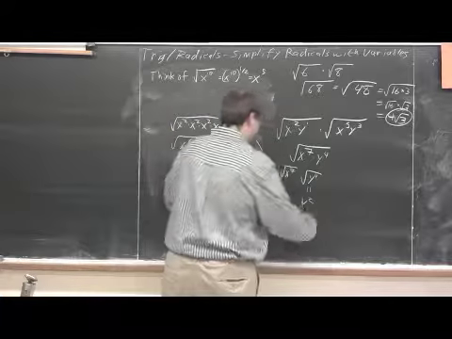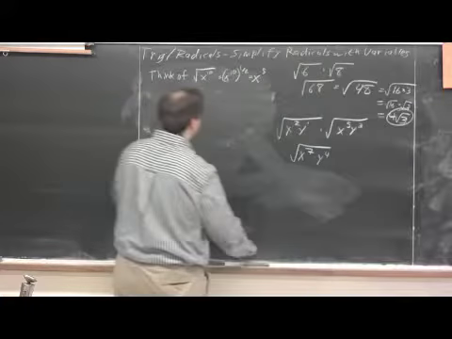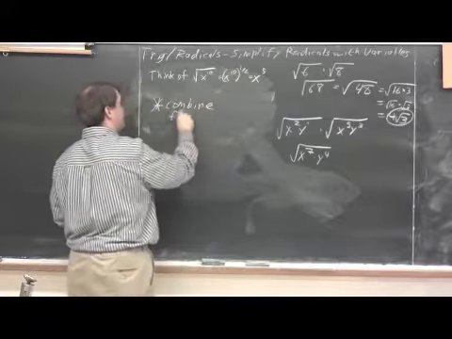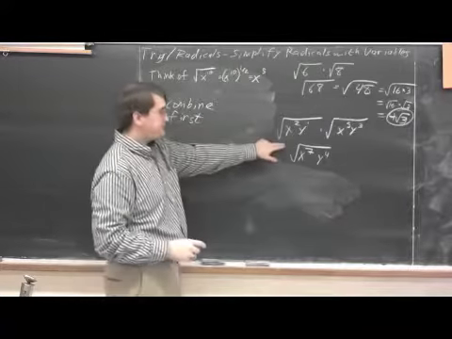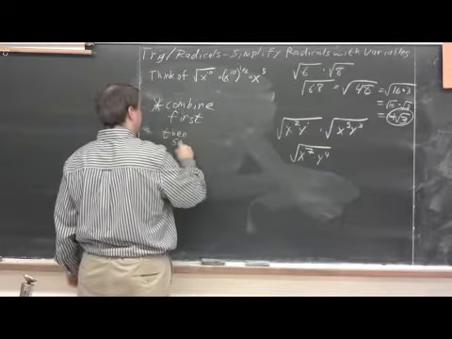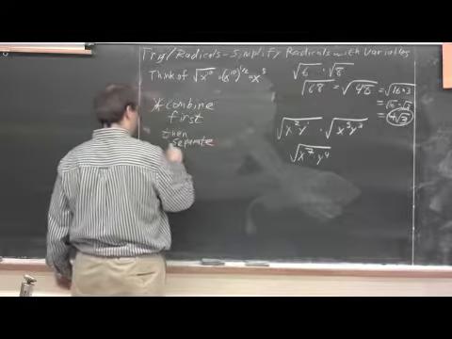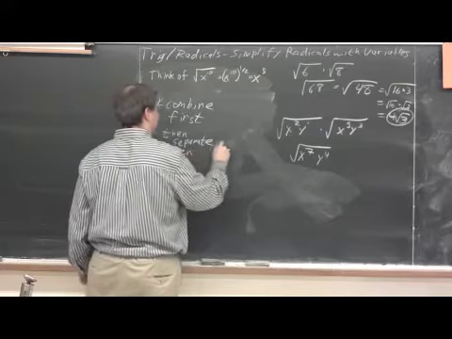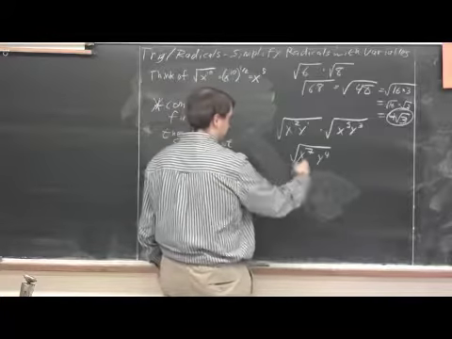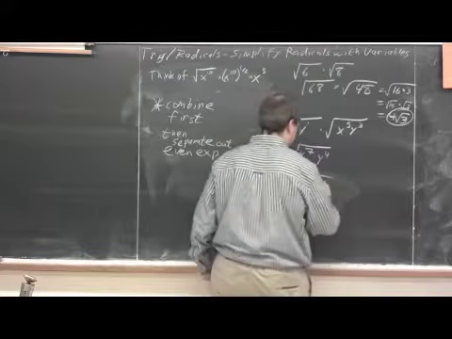So putting this together, this is the way that I would recommend you approach these types of problems. Combine first. This is an important point. Combine first. So we did that. Then separate out even exponents. What I mean by that is I'm going to take this and rewrite it as x to the 6, y to the 4 times x.